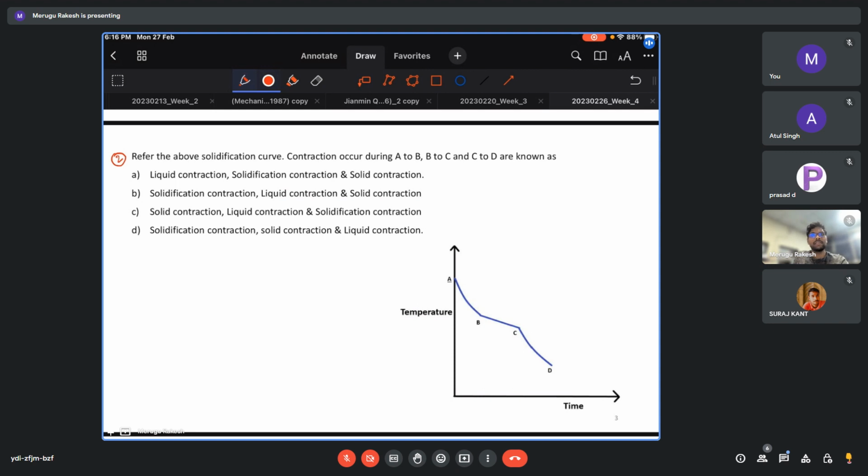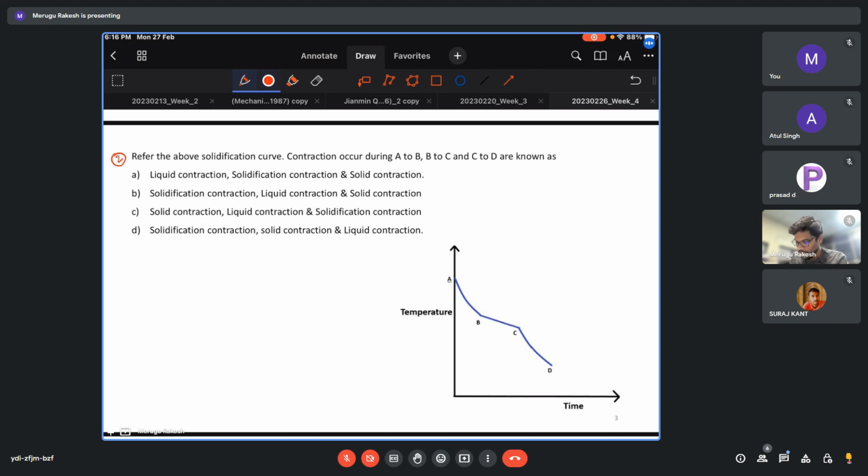Any answers? A. D. Okay, so let's see. For the solidification curve, contraction occurs during these processes, that is A to B, B to C, and C to D.